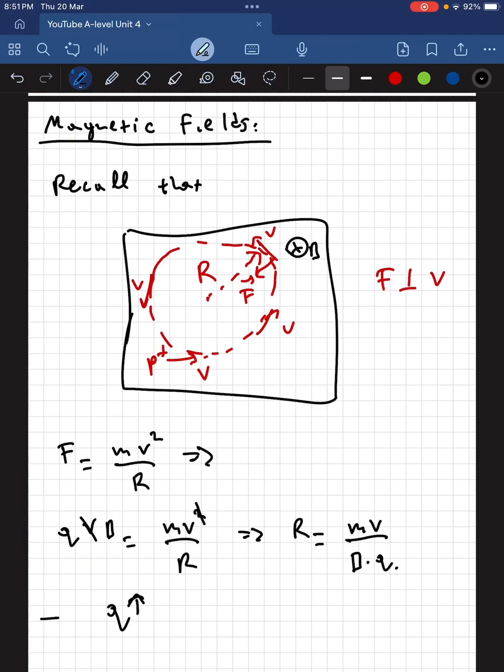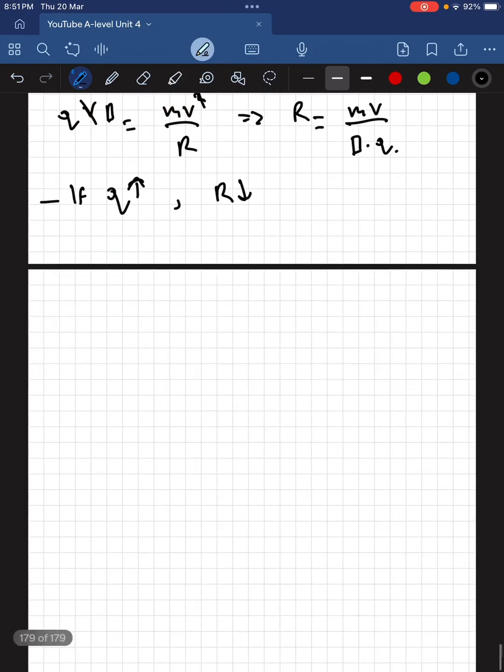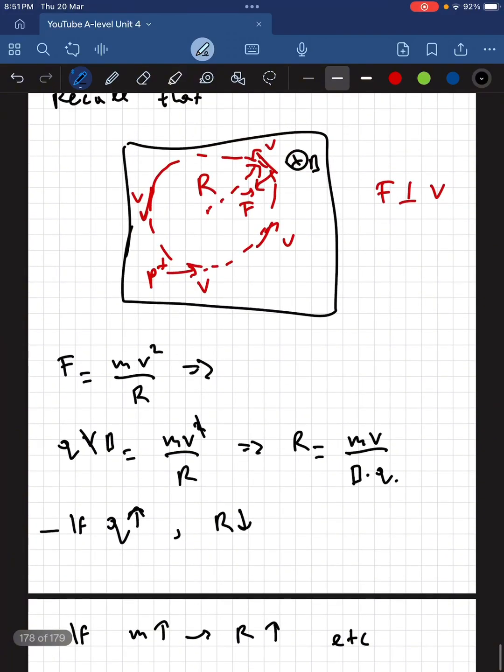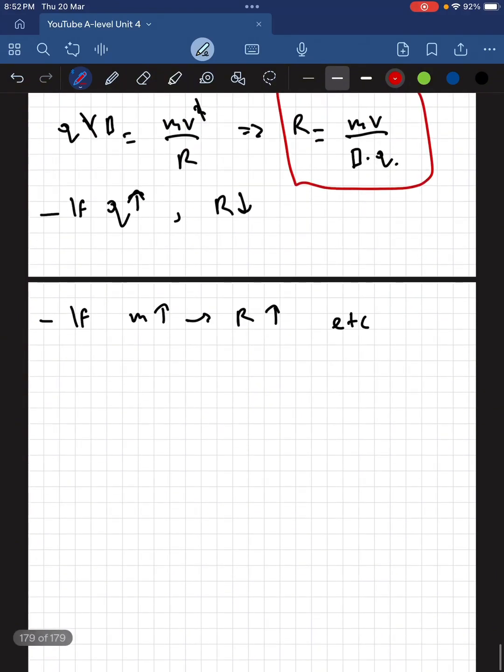So if q increases, we see immediately that r decreases. So if q increases, r decreases. What else can we see? If mass increases, radius also increases, etc. So you can figure out lots of relationships from here, okay? So for a weaker magnetic field, we have a larger radius, which makes sense, right? Because if we have a really strong magnetic field, it's going to bend it by a lot, okay? So it's going to have a smaller radius, and so on and so forth, okay? I'm not going to talk more about it.